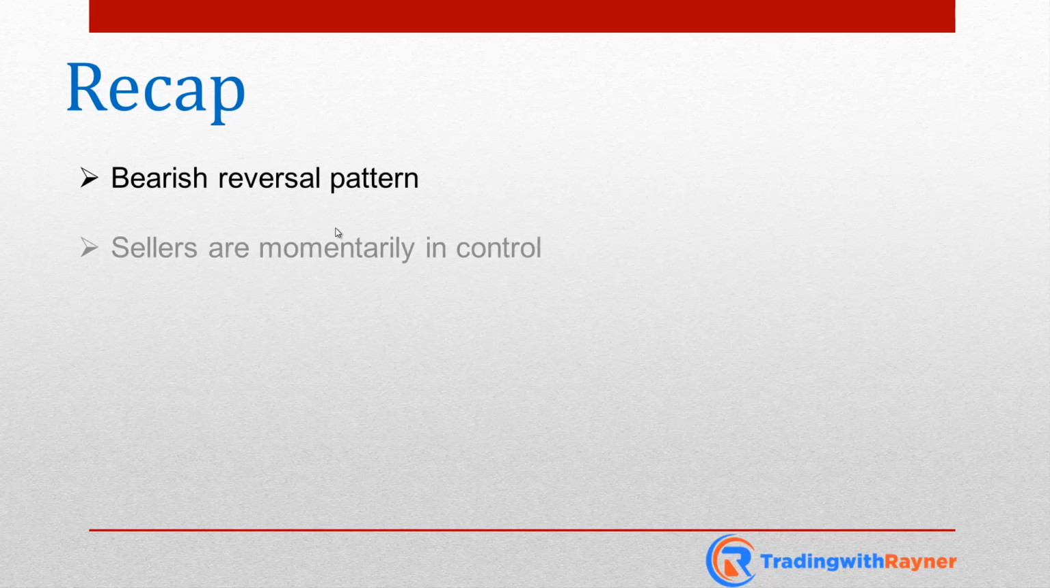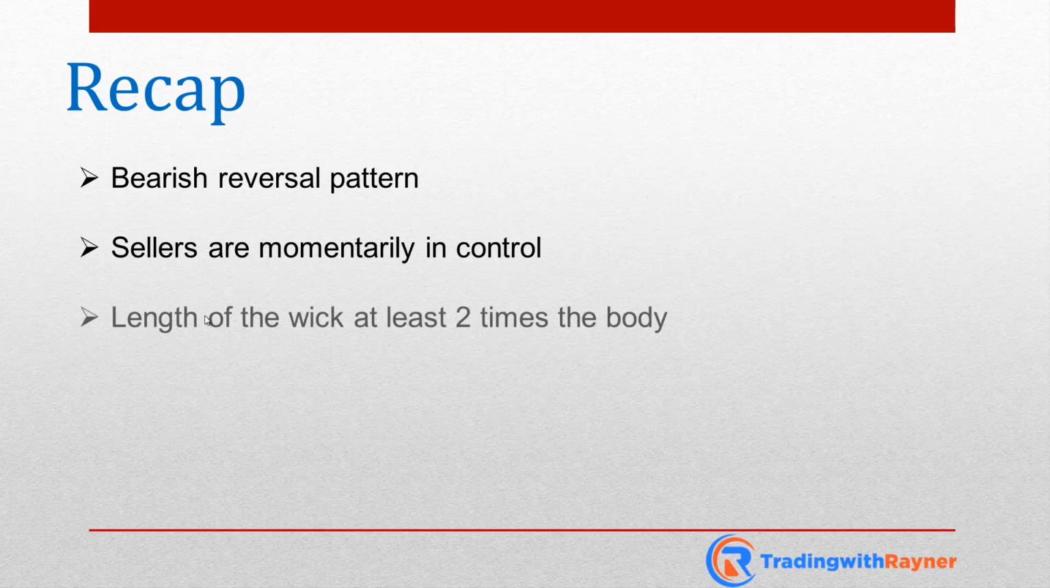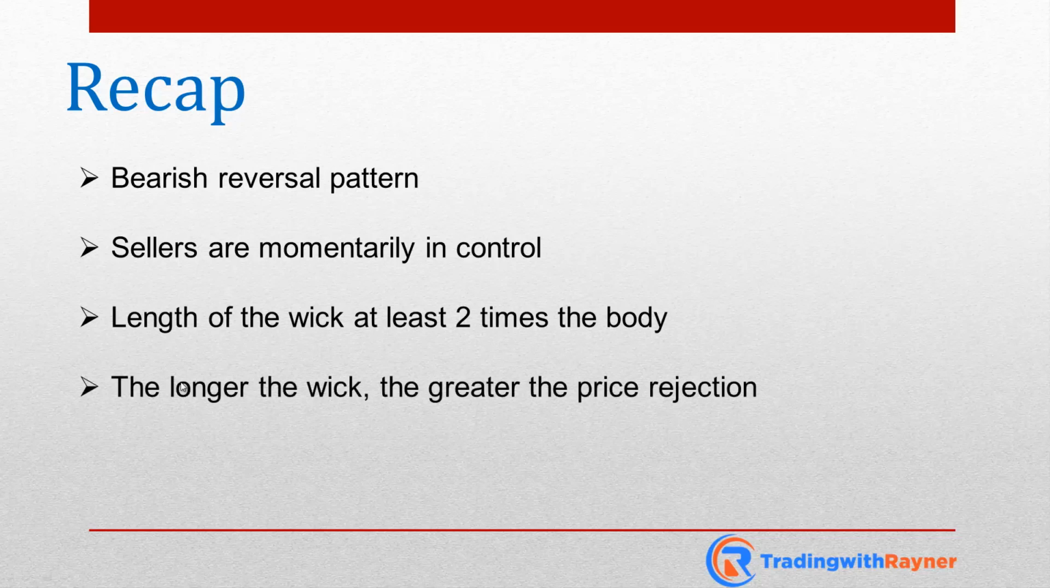Okay, so let's do a quick recap. A shooting star is a bearish reversal pattern because it tells you that momentarily the sellers are in control. It doesn't matter whether it happens in an uptrend or a downtrend. Individually, it is a bearish reversal pattern telling you that the sellers are momentarily in control. I'm sure you know the length of the wick should be at least 2 times the body. The longer the wick, the greater the price rejection.